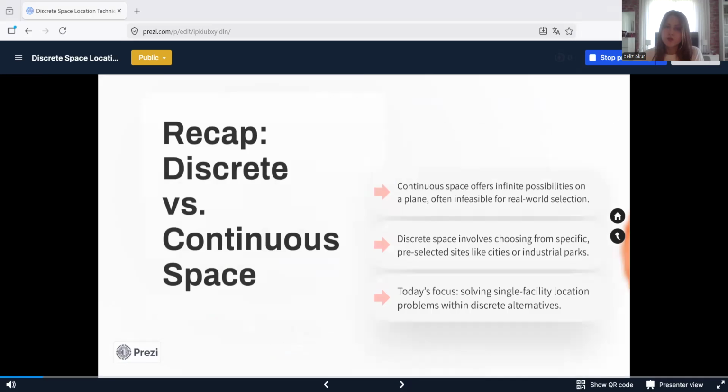First, a super quick recap. When we talk about finding a location, we are usually dealing with either continuous or discrete space. Continuous space means you can theoretically build anywhere on the open plane, which is infinite and usually pretty unrealistic in the real world. Discrete space, which is our focus today, means we have a specific finite list of pre-selected candidates. Think choosing between three specific industrial parks in different cities. Today we are solving for a single facility location using these discrete alternatives.